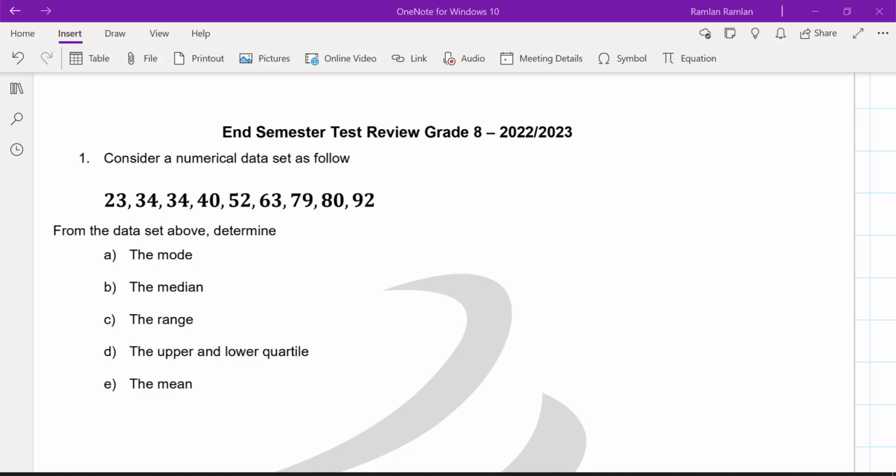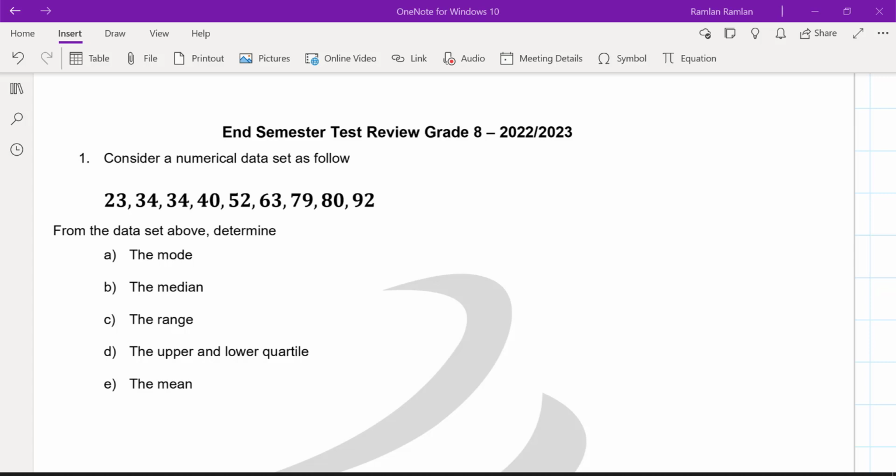Okay guys, so in this video, we're going to discuss the question from the end semester test for 2002 and 2003 for grade 8. So make sure you pay attention to all of the method. You can actually use other method if you have other method, as long as it is systematic and also leading to the same answer. Okay, let's just start from number 1.